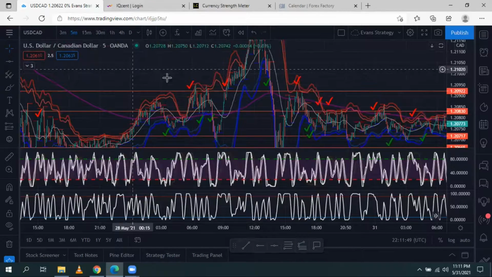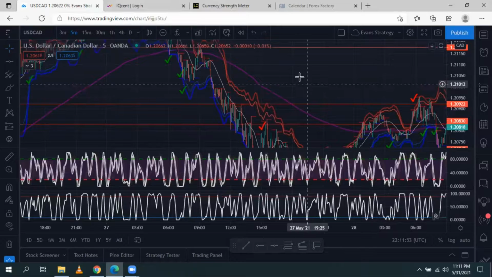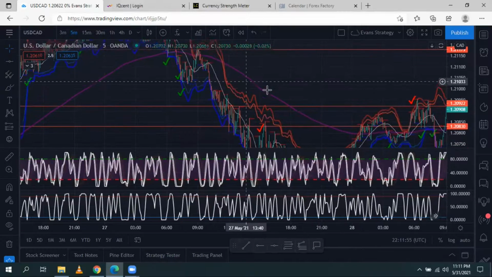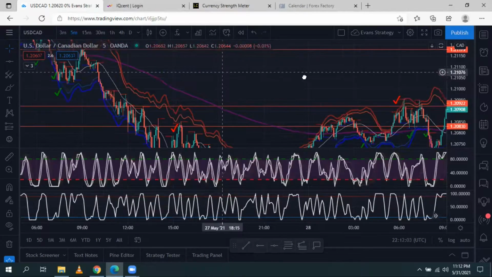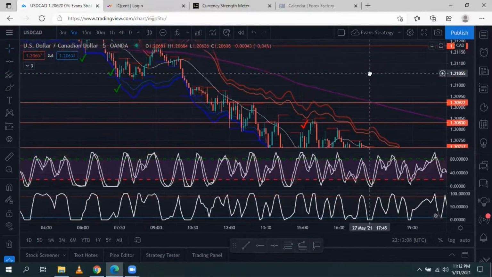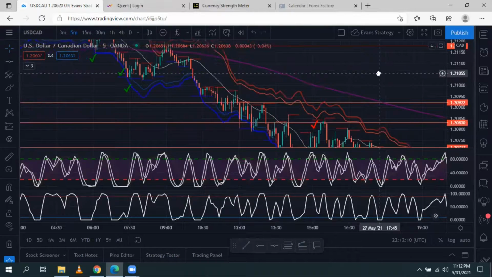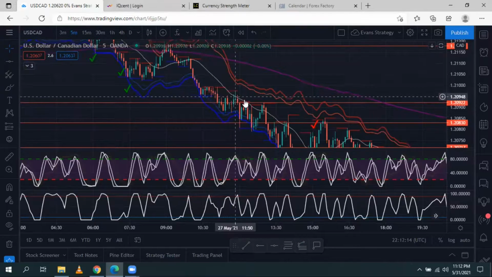So what was the first thing I said about the strategy? I said the moment you are below the 200 moving average, which is this purple line, we are looking for sales, right? We are looking for just sales. So now let's see how many sales we have gotten here with the strategy combined with the markup. So now we were on a downtrend here, right?